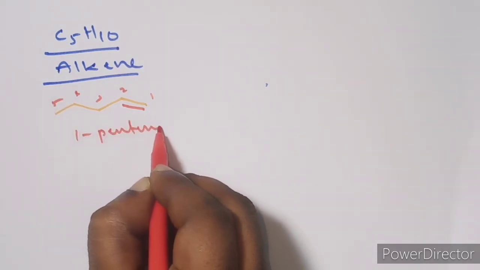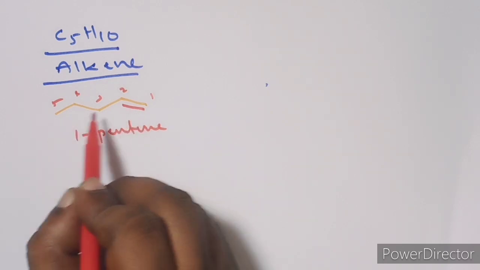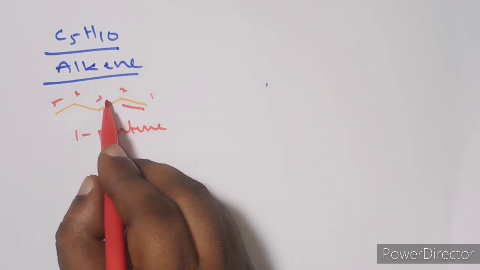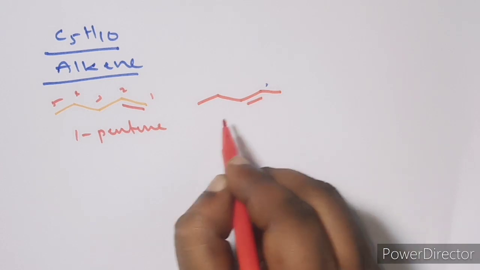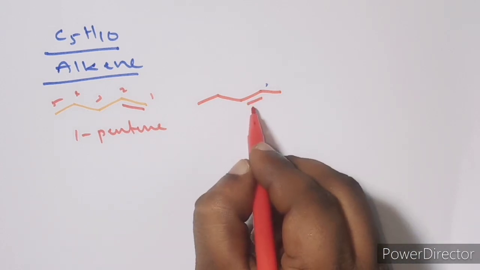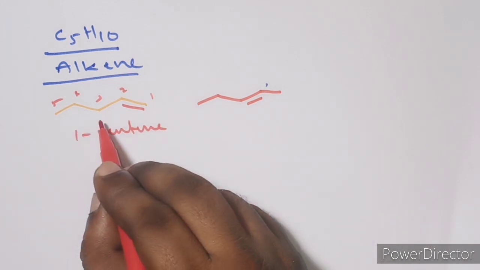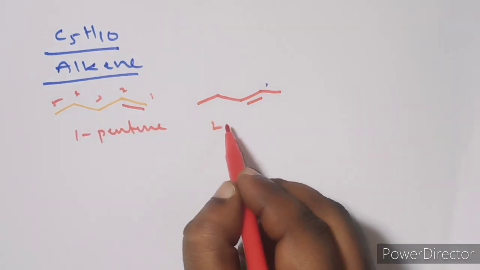Now write all the possible alkenes with the 5 carbon chain, that means all the possible pentenes. Change the position of the double bond from first to second, and you will get this one, which is 2-pentene. Again, if you change to here, you will get the same compound. If you change to here, you will get the repeated 1-pentene. So the number of pentenes is 2: one is 1-pentene, another is 2-pentene.